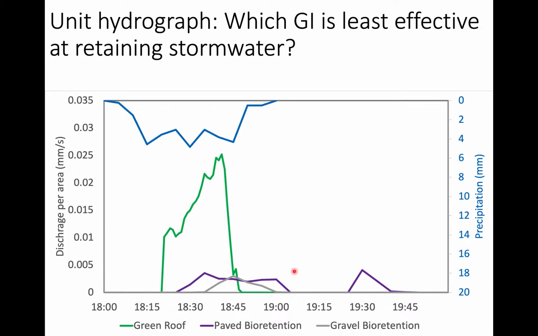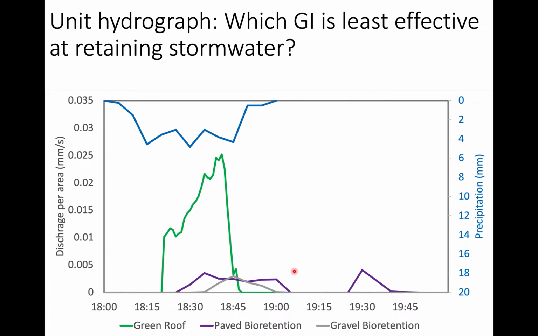All right, so here's the same data, same storm, same rainfall, same sites, but now we have divided each of these catchments by their catchment area. So the green roof's just the space of the roof, whereas the bioretention cells are the bioretention cells plus the parking lots that drain into them.